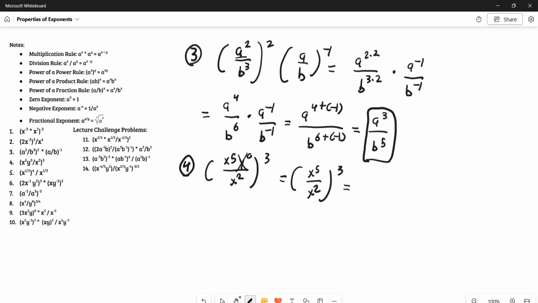Now I'm just going to evaluate the inside portion. This is just x to the 5 minus 2 because of the division rule. All that to the power 3. So this is just x to the 3 to the power 3, which is x times 3 using the power of a power rule. So this is just x to the power 9.